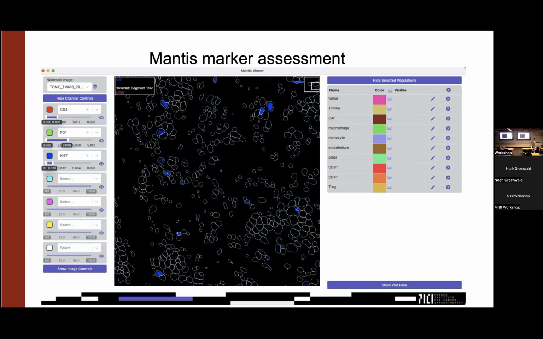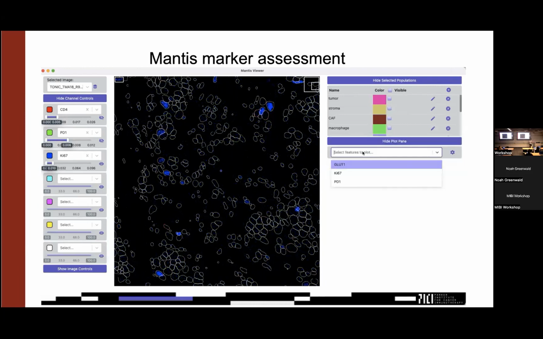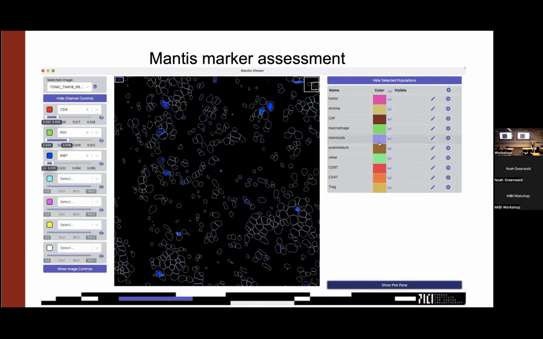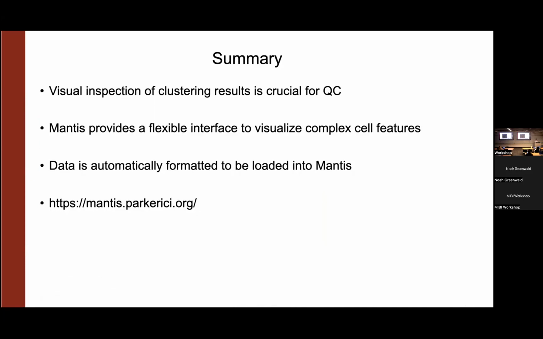And you can do this for all the different markers that you want to score. You just load them into this plot pane, change the channel that you're looking at, and this is a really straightforward way to address what has historically been a tricky part of our analysis pipeline.